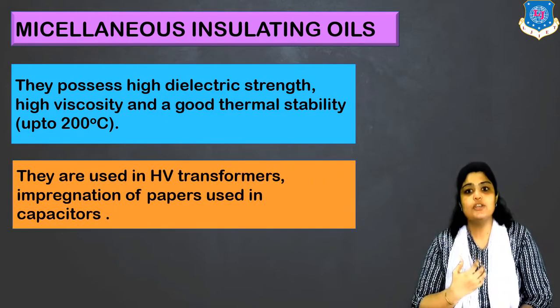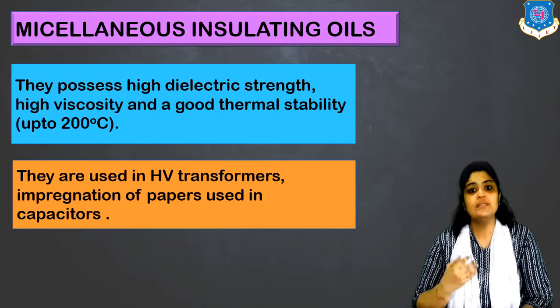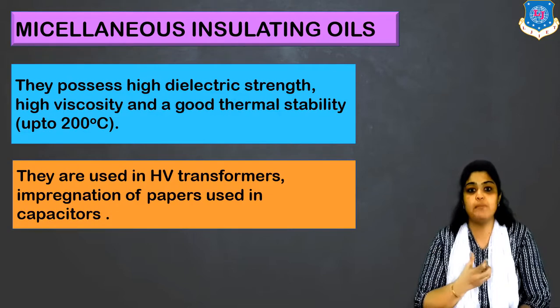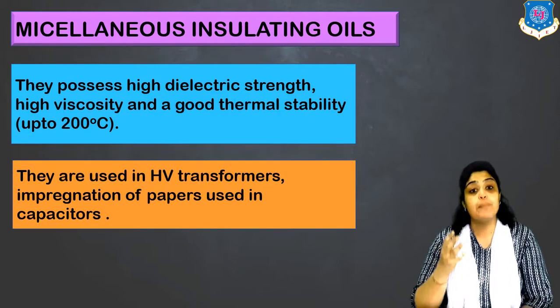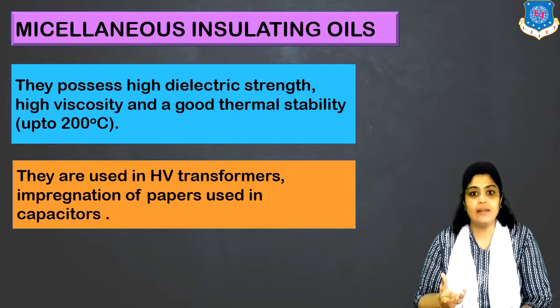What are the applications of miscellaneous insulating oil? They are used in high voltage transformers. They are also used in impregnation of papers. Now generally what is done, paper is also a type of dielectric material.